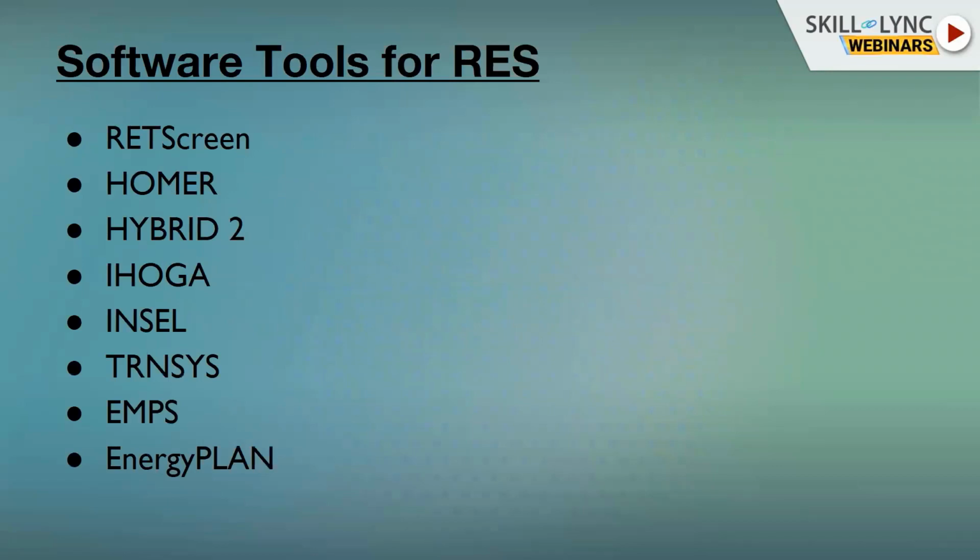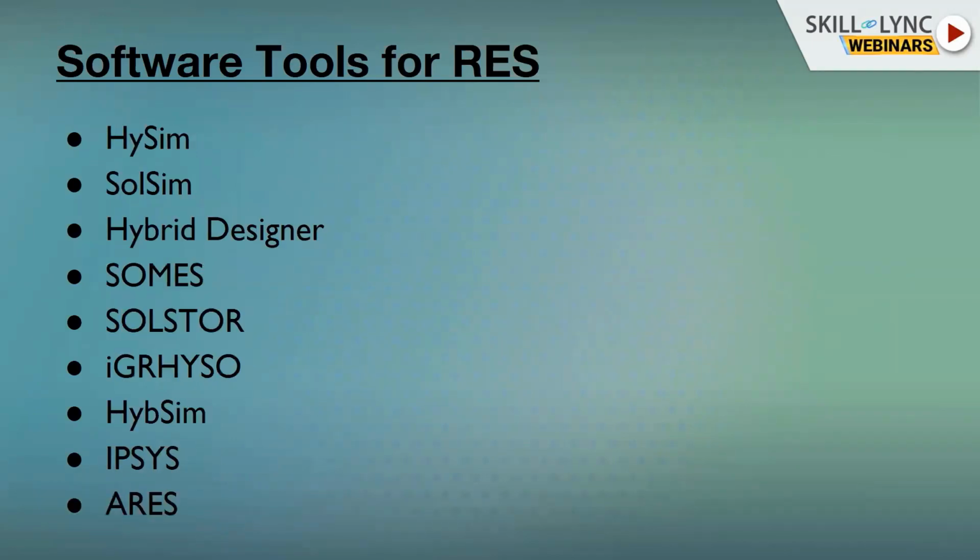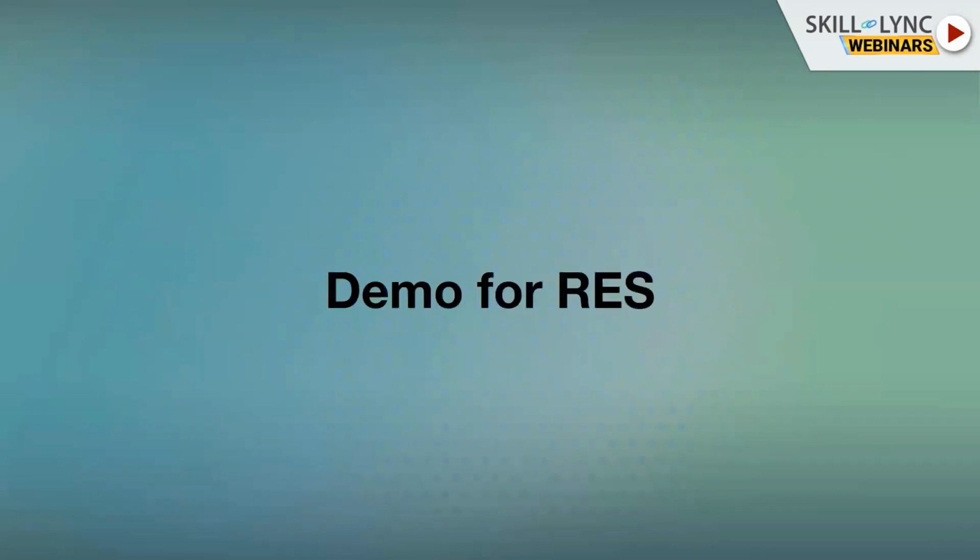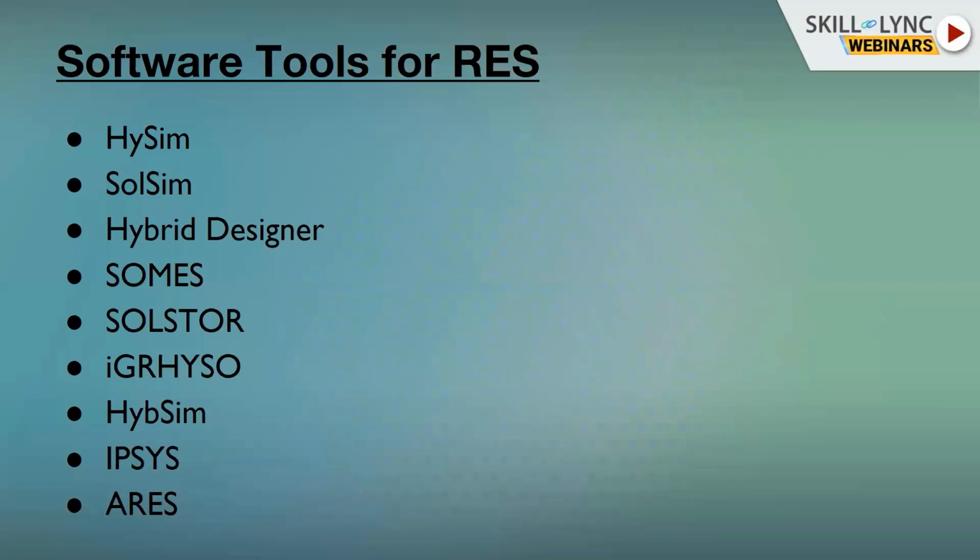And you can see here, what are the software tools available for renewable energy systems? Like Homer, Hybrid2, iHOGA, Iron Cell, Princess, EMPS, EnergyPLAN, SOMES, Hybrid Designer, HybridSim, ARES, as well as Solstar. These are some of the tools we use in renewable energy systems, and apart from that, we also use MATLAB for designing, testing, programming and all those things.